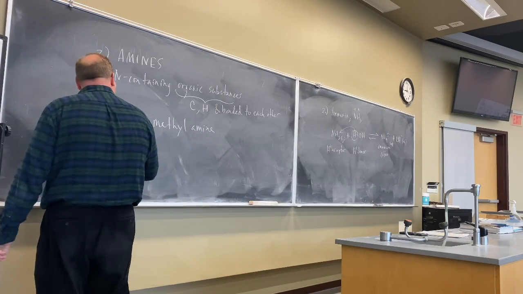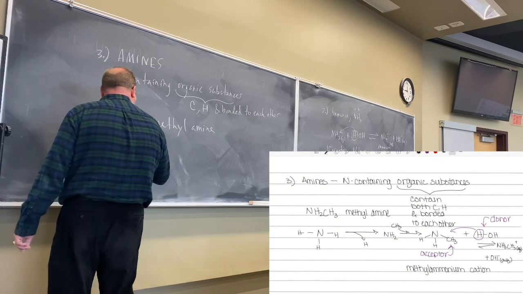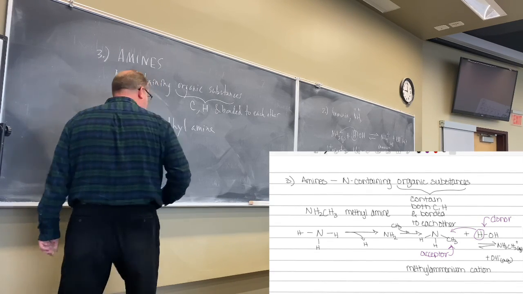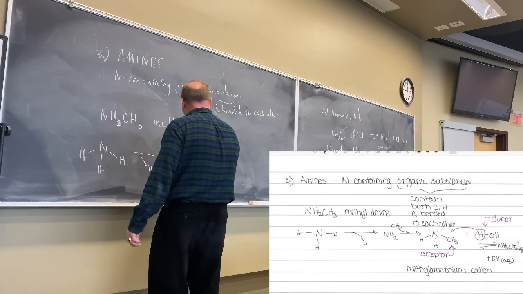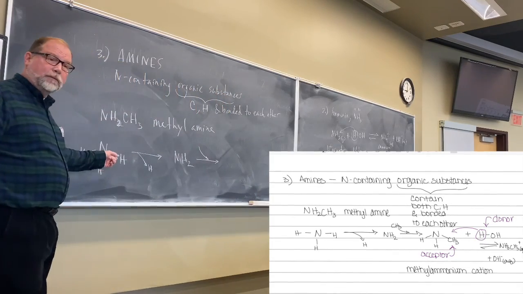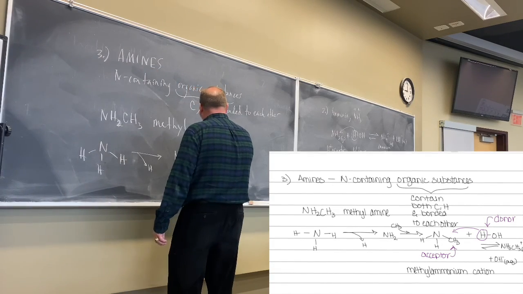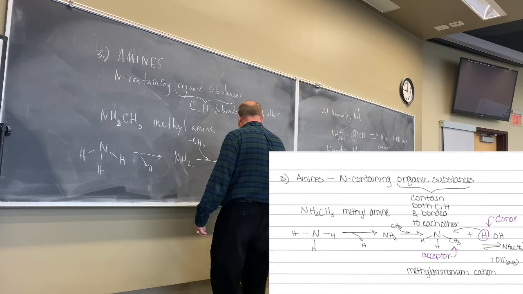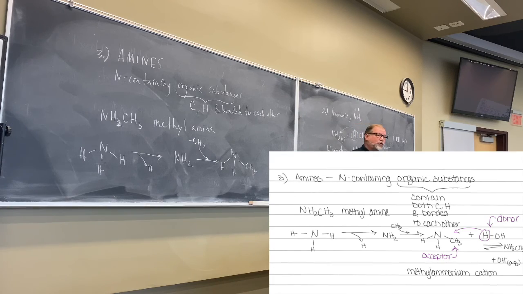Now, in order to make methylamine, what we do is we start off with ammonia, and then we run a reaction where we kick off one of the hydrogens. That now leaves us with NH2. And where that hydrogen used to be, a methyl group comes in and fills its place. And so we bring in a methyl group. So methylamine, that's the chemical formula NH2CH3.